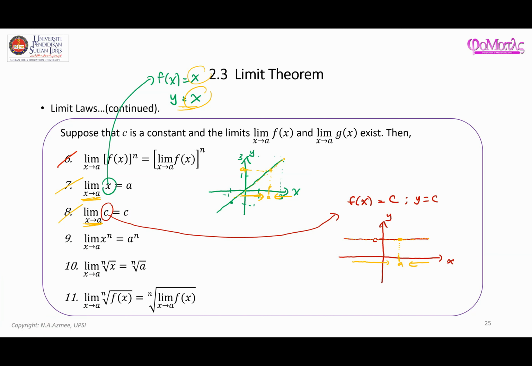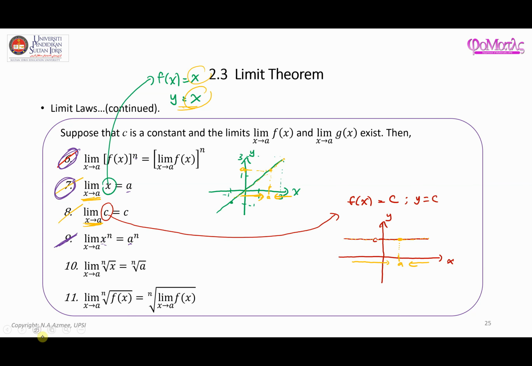Now how about rule number 9? For rule number 9 here, you can see that this is the combination of rule number 7 and rule number 6. So you have a simple function x, but you have the exponent n, so x to the power of n. The result here is going to be a, and a is going to be multiplied n times. So rule number 9 is just a combination of 6 and 7.